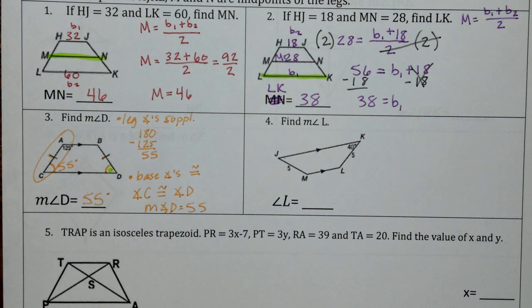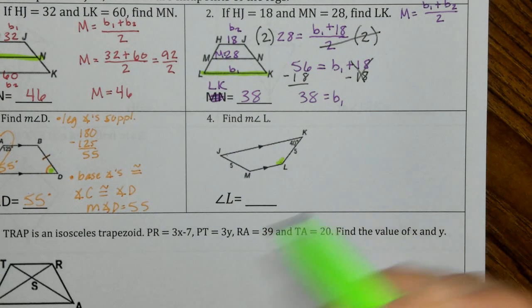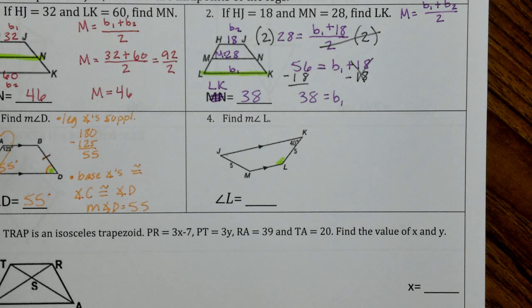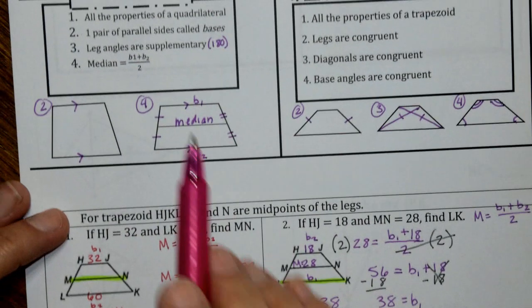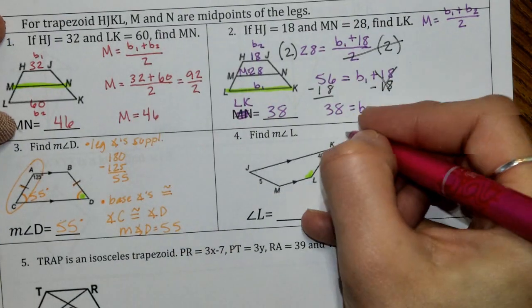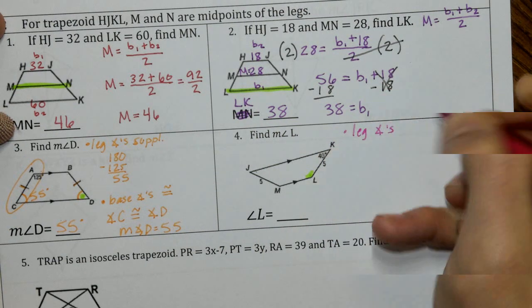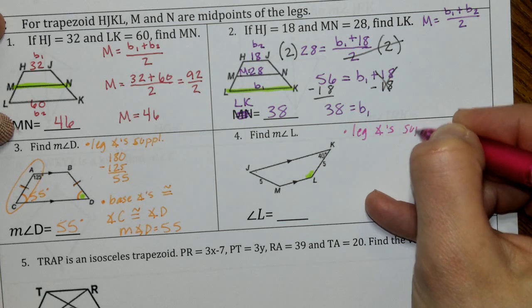All right, so let's take a look at the next one. We are finding the measurement of angle L. Angle L is going to be right here. We are only going to need to use one property, and that's for regular trapezoids, all trapezoids: our leg angles are supplementary. So here we'll note we're using the property leg angles are supplementary.